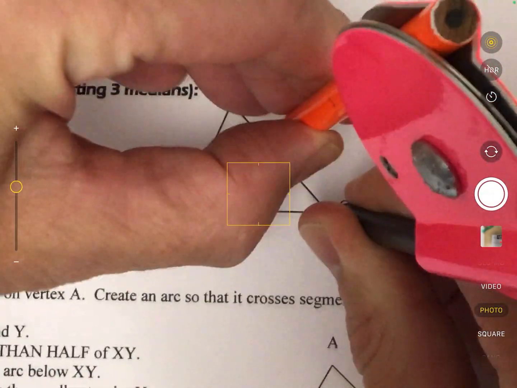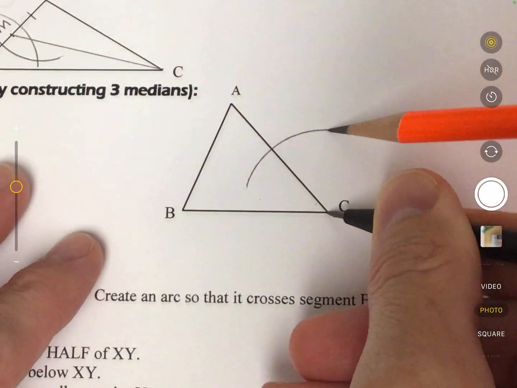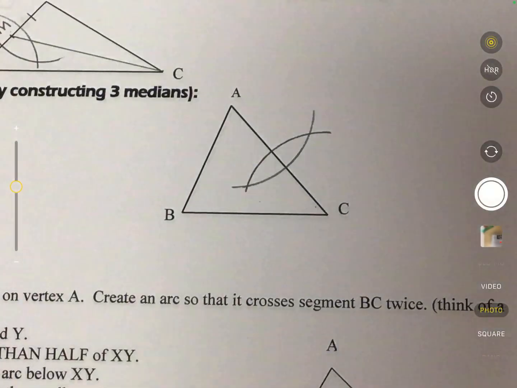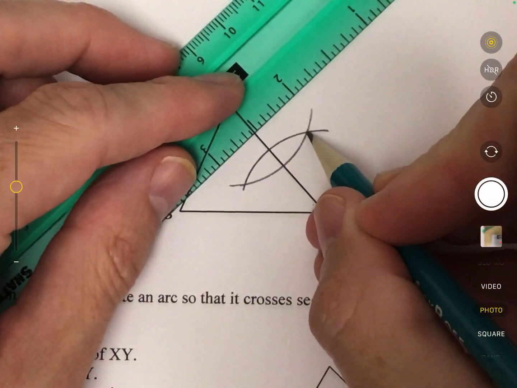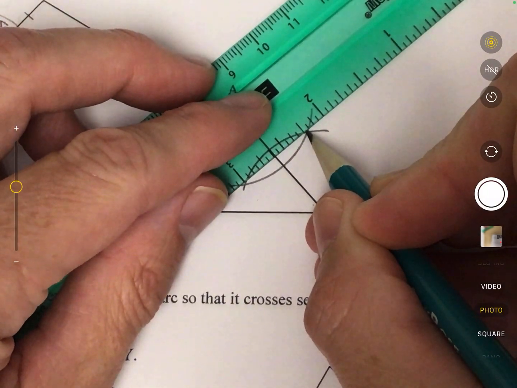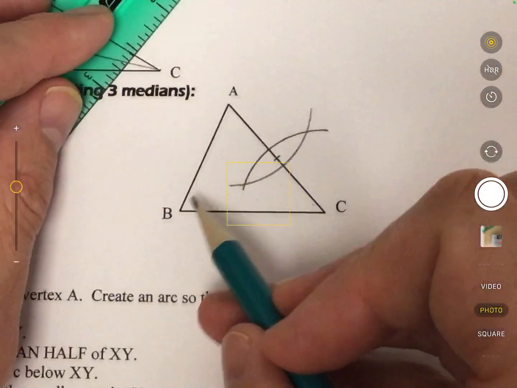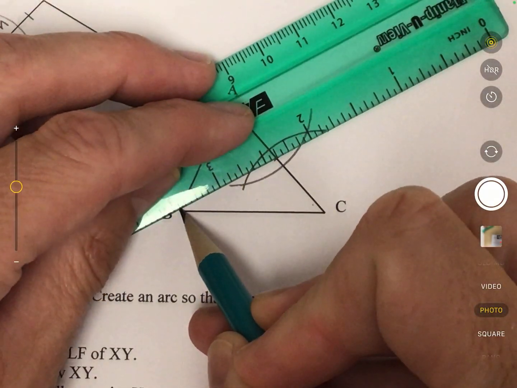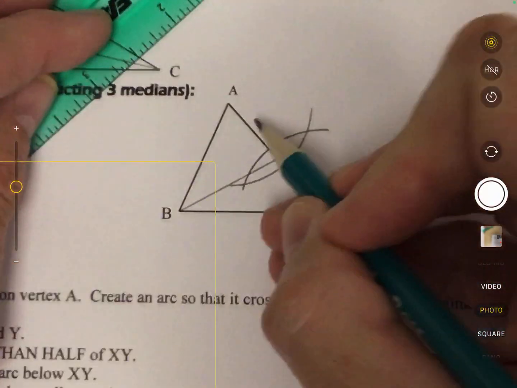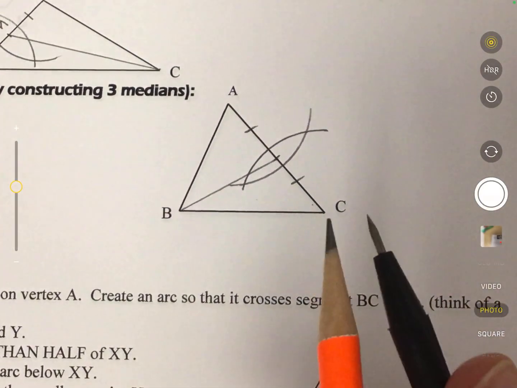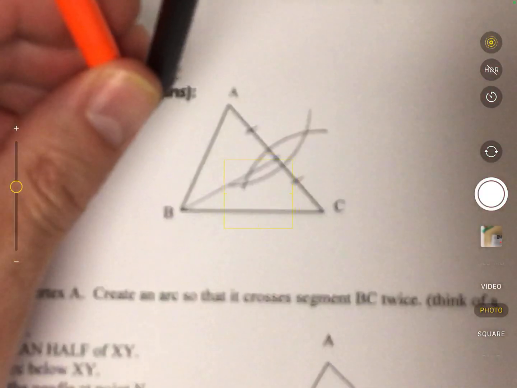Needle on C, open up your compass to be just past halfway, make your arc, turn this around, needle on the other vertex A, and that's going to help us locate our first midpoint, which is here. Okay, and then I want to draw a segment from B to that midpoint. Mark congruent, mark congruent.